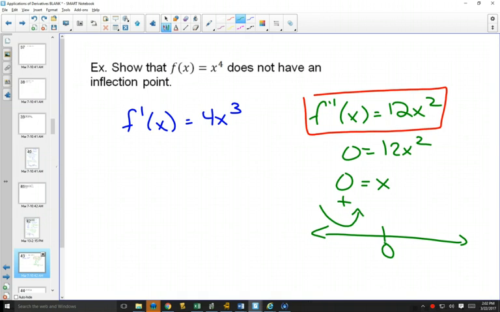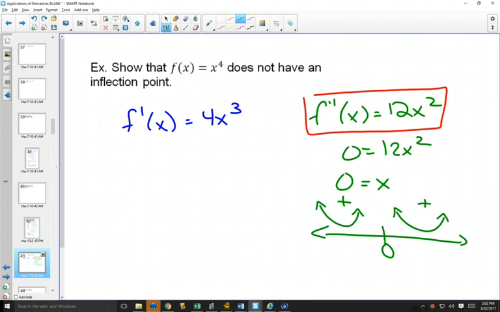That means this section is concave up. If I plug in a value after 0 into my second derivative, again, it's going to be positive. In fact, it's pretty obvious that 12x squared is always going to be positive, no matter what value you plug in. And so at 0, it doesn't change concavity, and so it won't be an inflection point.